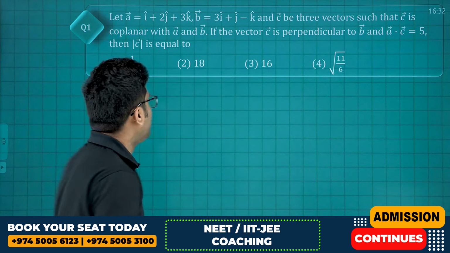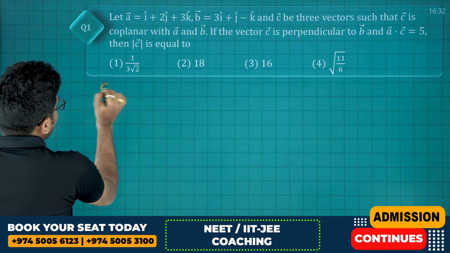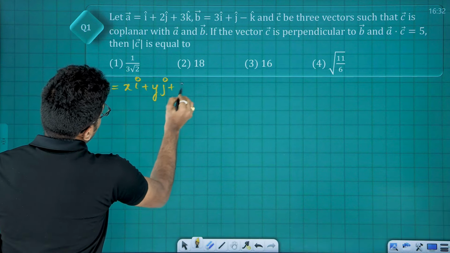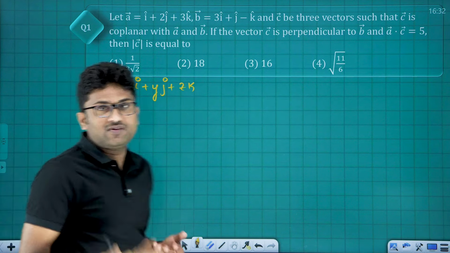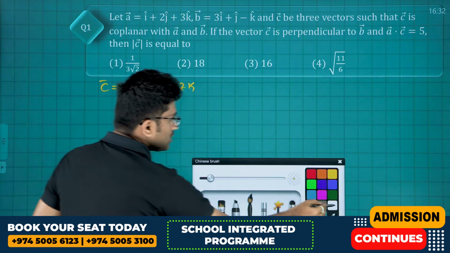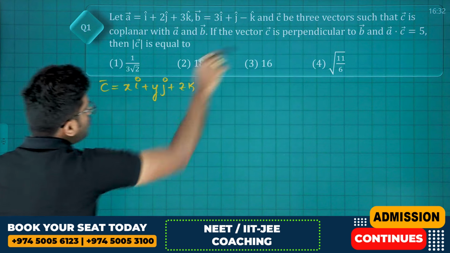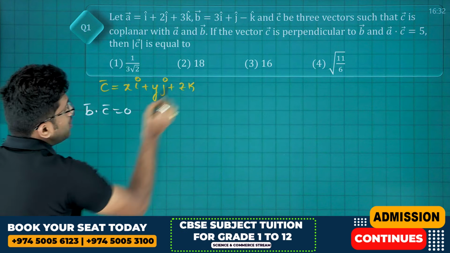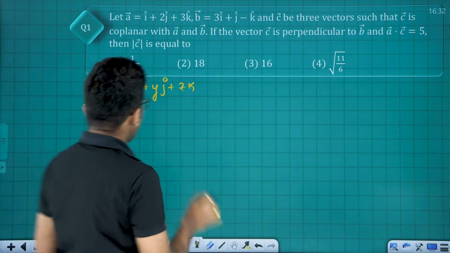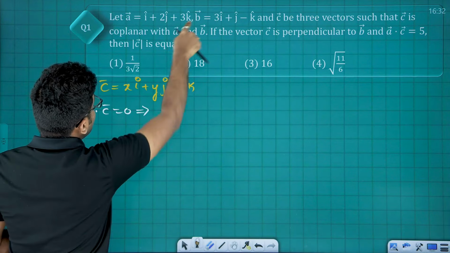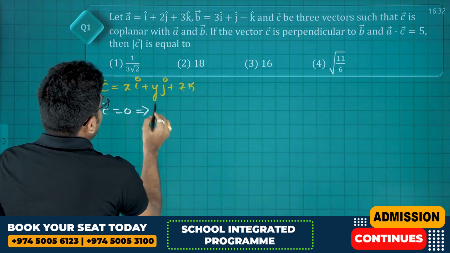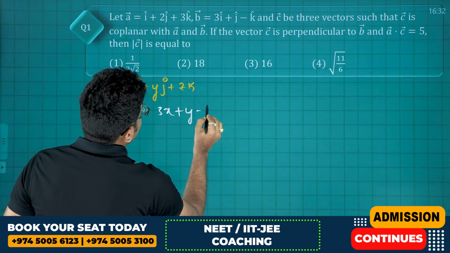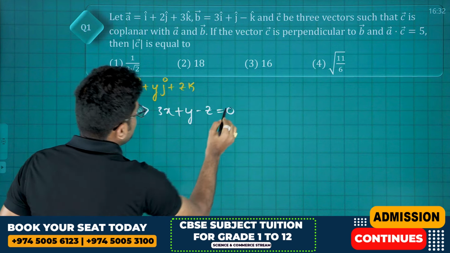So in this case, let the unknown vector c bar be equal to xi plus yj plus zk. Many number of times we did this model. Now we'll use these 2 conditions. First condition is b bar dot c bar is equal to 0, because c bar is perpendicular to b bar. So from here we'll get one condition in x, y, z, that is 3x plus y minus z is equal to 0.